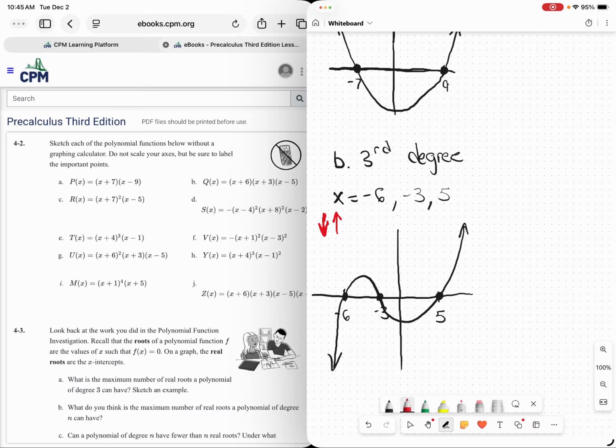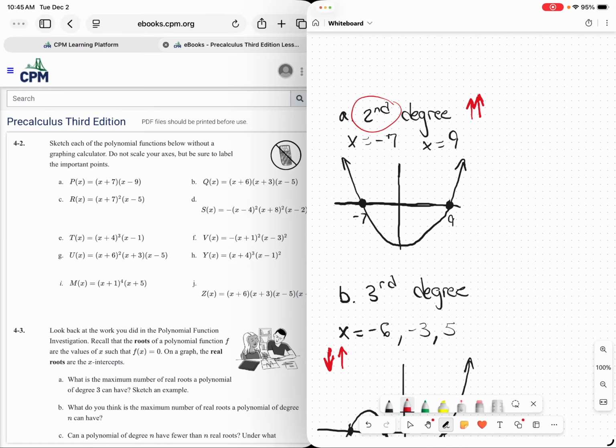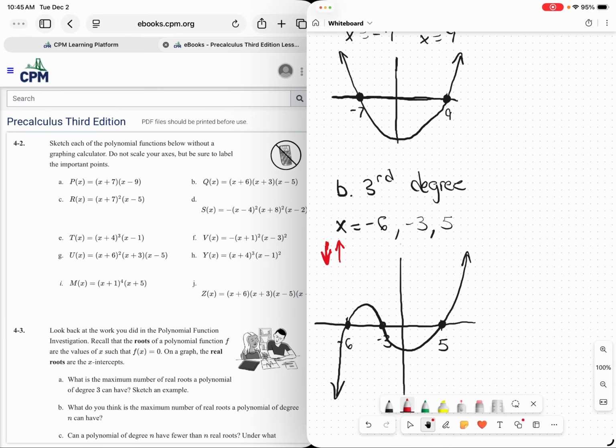What this is telling us, again, even functions go the same, odd functions go differently, right? But what happens as we see negatives in front is those actually flip vertically. So if we had a negative squared function, it would be down. If we had a negative cubic function, it would be up, down. And we'll get into that here in a second, right?